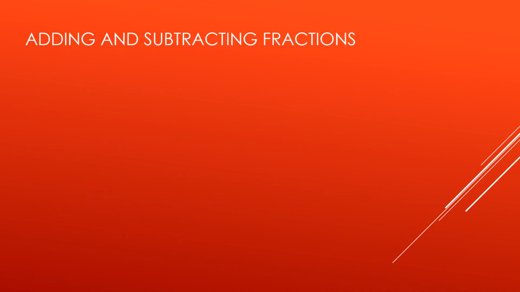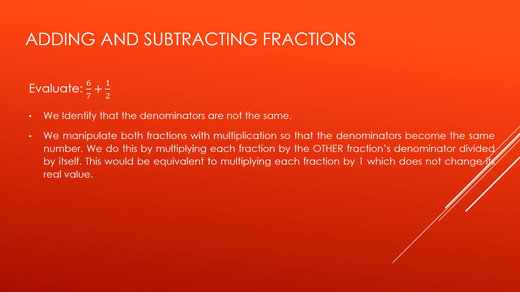Here we have a simple example where the denominators are not the same. Evaluate 6/7 plus 1/2. We take the following steps to evaluate this expression. 1. We identify that the denominators are not the same. 2. We manipulate both of the fractions with multiplication so that the denominators become the same number.